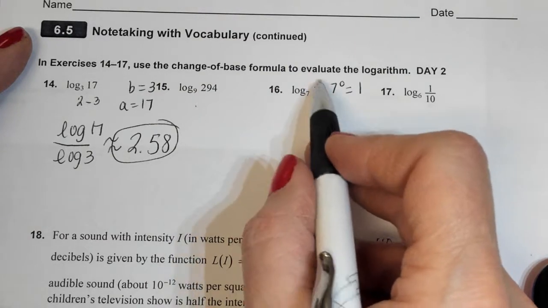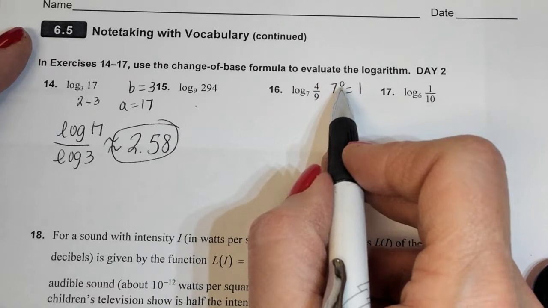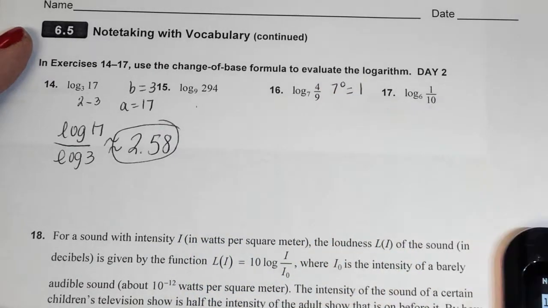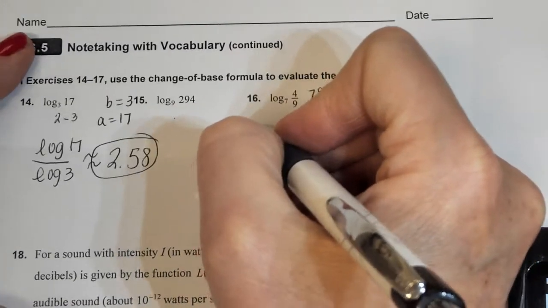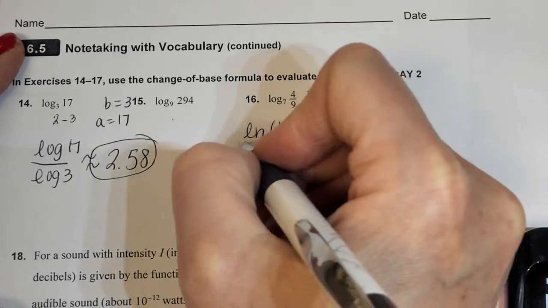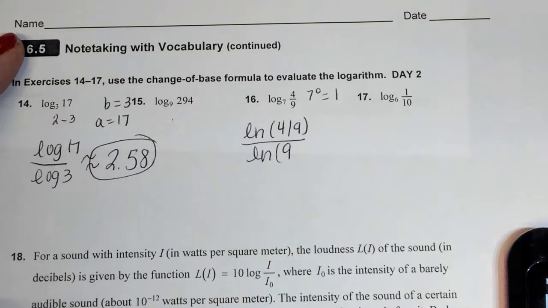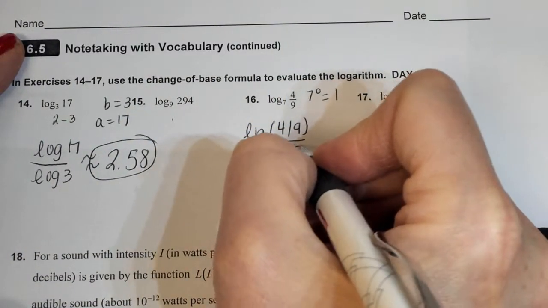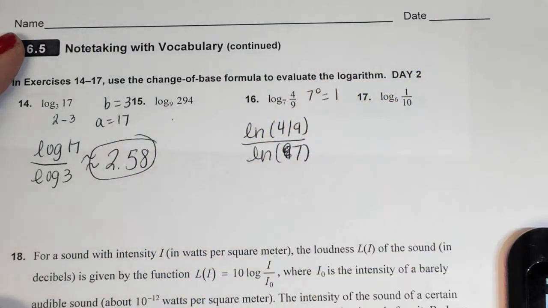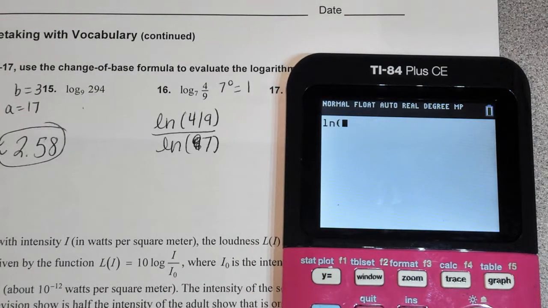This number right here. So I know that my answer has to be something even less than 0. I'm going to use natural log this time. I could type this in: the natural log of 4/9 divided by the natural log of 7. 7's our base. So I can type this in, natural log 4/9 divided by natural log of 7.